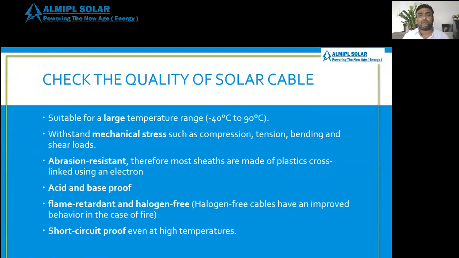So check the quality of the solar cable: suitable for a large temperature range, minus 40 degrees to plus 90 degrees centigrade. Withstand mechanical stress such as compression, tension, bending, and shear load. Abrasion resistant. Therefore, most sheaths are made of plastic cross-linked using an electron beam. Acid and base proof. Flame retardant and halogen free. Halogen-free cables have improved behavior in the case of fire. Short circuit proof even at high temperature.